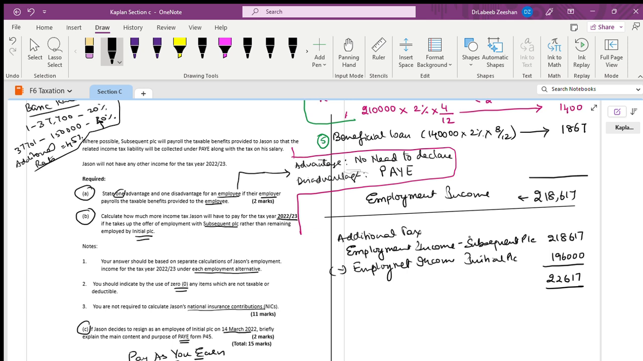Is it right? How much is the taxable amount? Taxable amount is 22,617 at 45%. It comes to, it's 10,000. No. 22,600. Sorry, 22,617. Yeah, 10,177.78. 10,178.